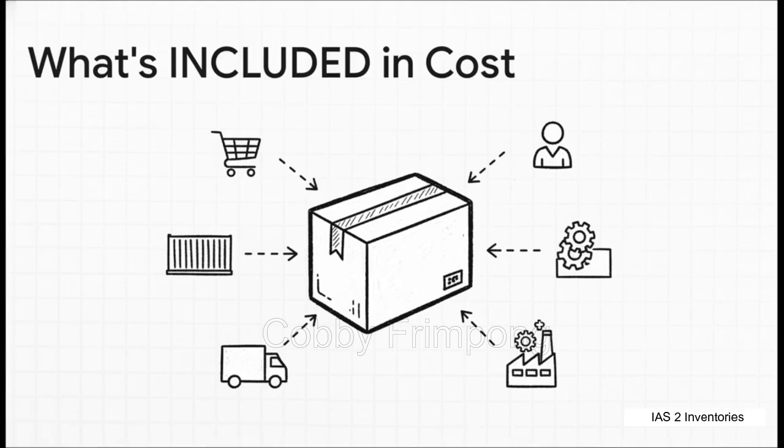So what actually makes it into the cost bucket? That includes not just the purchase price, but any cost that was essential to get the inventory to its current location and condition. We are talking about costs like import duties and other taxes, shipping fees, handling fees, and any other costs directly attributable to the acquisition of inventories. If you are a manufacturer, costs will include your conversion cost, that is, cost for direct labor and a fair share of your factory overheads.